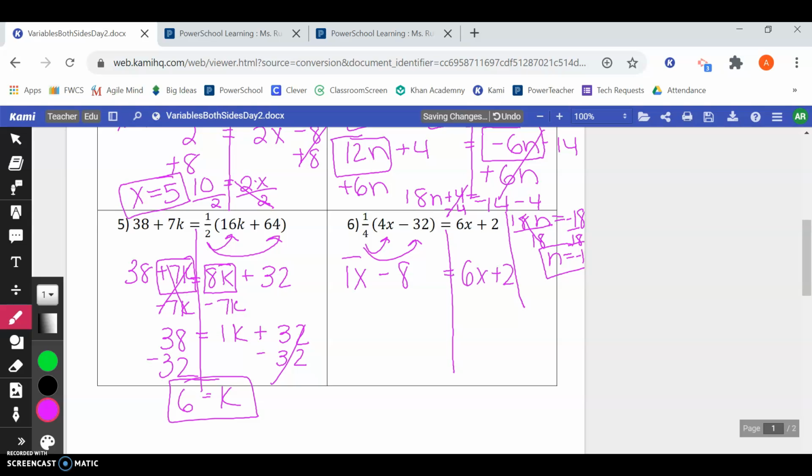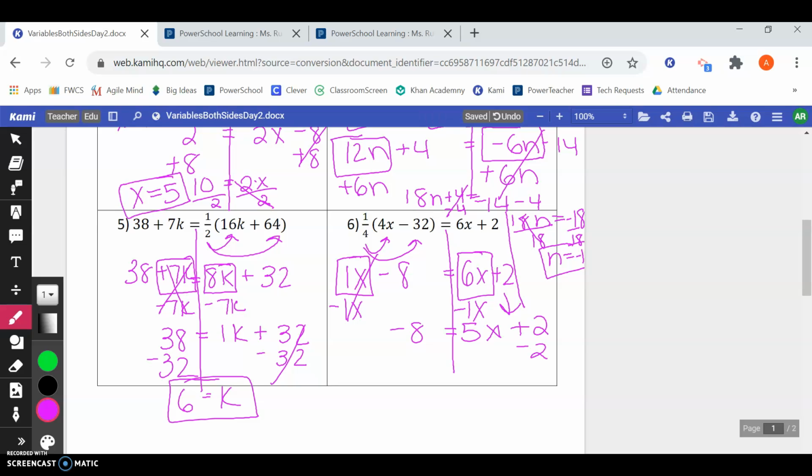And I have x's on both sides, and I'm going to give them the same sign. So I'm going to move my 1x, and it's positive. So to get it to 0, I have to subtract the 1x. Because when I'm moving terms to either side, I can only add or subtract. So over here, I'm left with negative 8 equals 6x minus 1x. That's going to be 5x. I still got my plus 2. And now I'm just going to solve like normal.